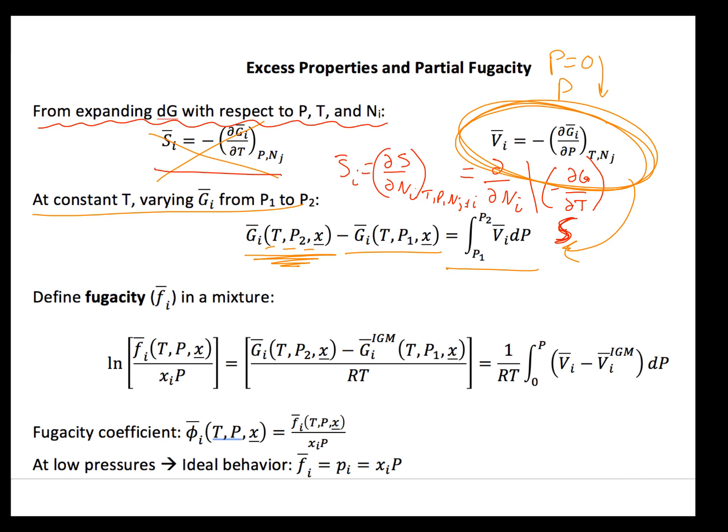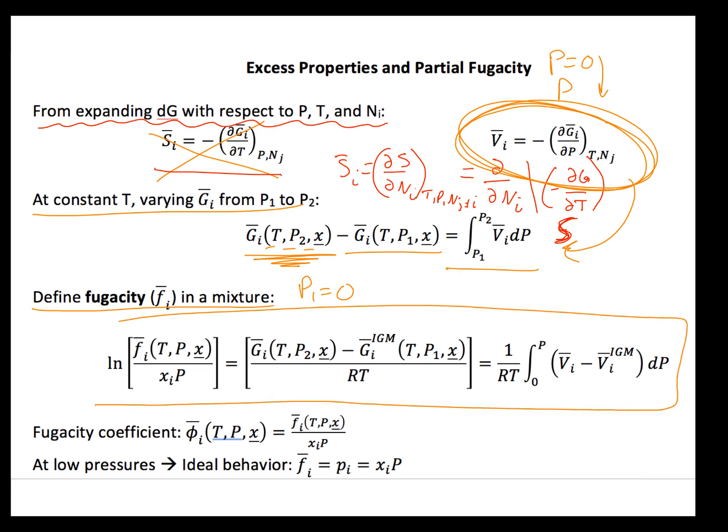Then effectively we just decided, hey, this makes a lot of sense. Let's just do it this way. If we say that P1 is equal to 0, that means that P1 at state 1 is an ideal gas state. So then we just define the partial fugacity of a mixture as this big, long equation here.